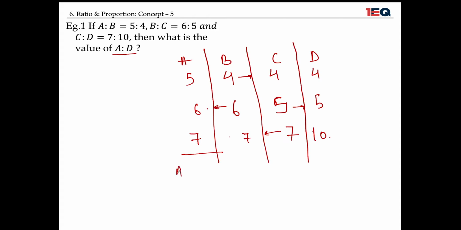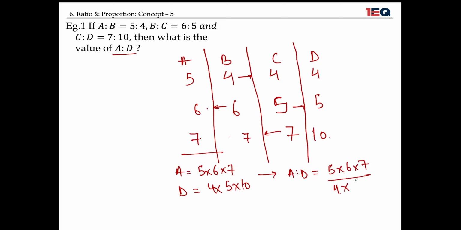Now the value of A is equal to 5 into 6 into 7. The value of D is equal to 4 into 5 into 10. So they need to be divided as A upon D, or A is to D has been asked. So A is to D is equal to 5 into 6 into 7 whole upon 4 into 5 into 10. The 5 and 5 get cancelled. This is 2 3s are 6. This is 2 5s are 10. Then 21 upon 20 is my answer.